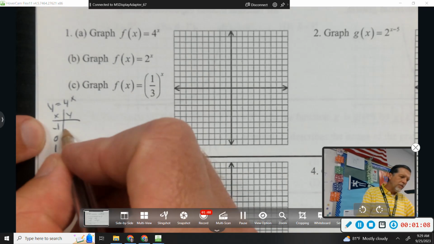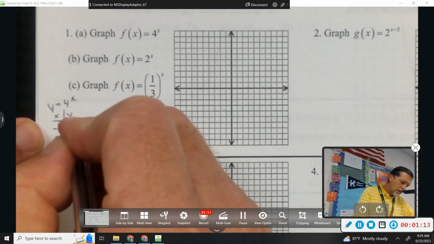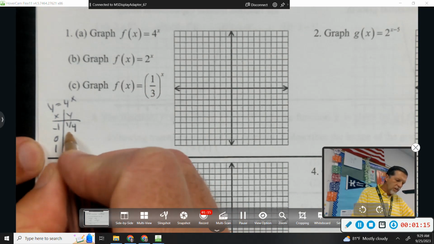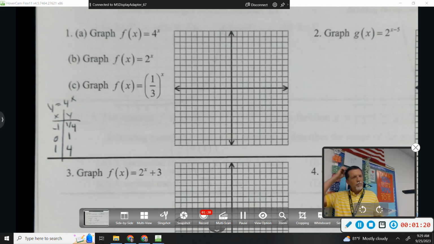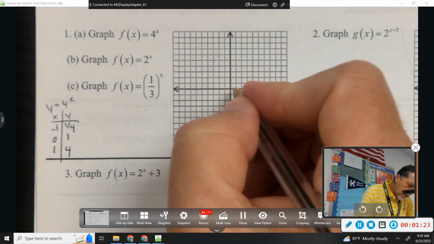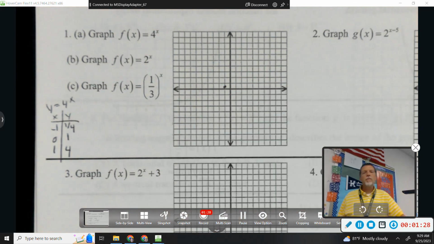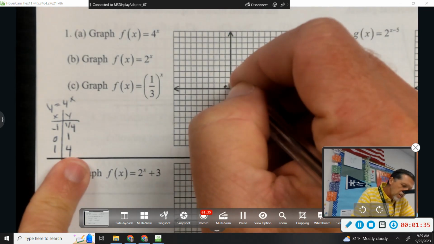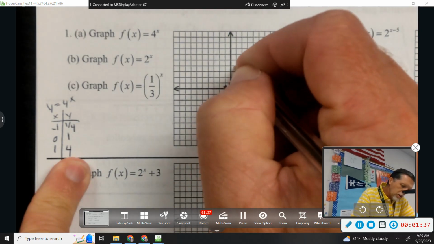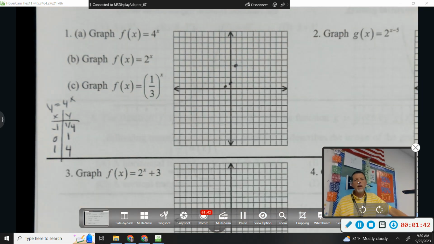4 to the -1, what's that equal to? 1 over 4. 4 to the 0 would be 1, and 4 to the 1 would be 4. So let's plot those 3 points and see what we think. Goodness, should have brought my glasses today. Small graphs here. 0, 1, and 1, 4. Okay, maybe that's enough.